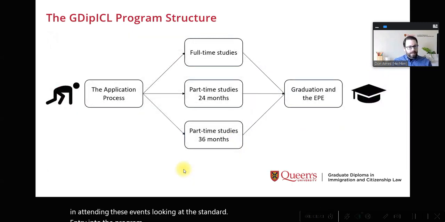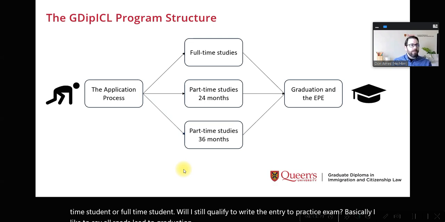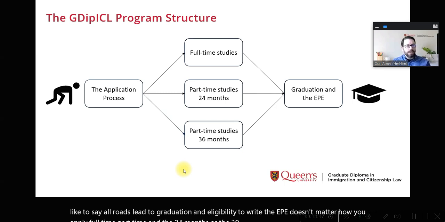One of the things that I always get asked, or we get asked via email, is, well, I'm applying as a part-time student or a full-time student. Will I still qualify to write the entry to practice exam? Basically, I like to say all roads lead to graduation and eligibility to write the EPE. Doesn't matter how you apply, full-time, part-time, in the 24-month or the 36-month cycle.